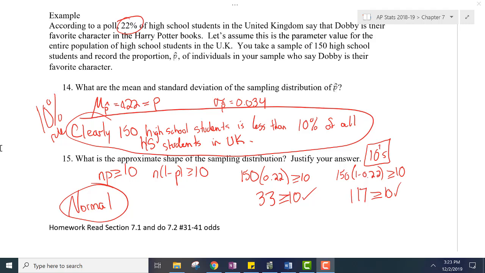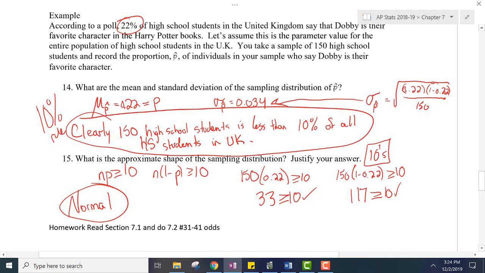Let me write that up for you. And I drew an awful signal. So it was RP, 1 minus RP, over sample size, which is 150. That's how we got that. And again, we could find these two things because the 10% rule holds.